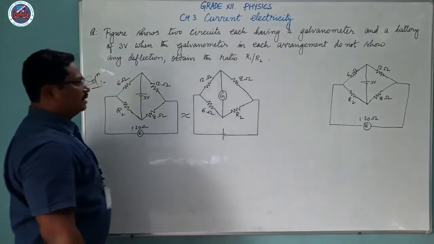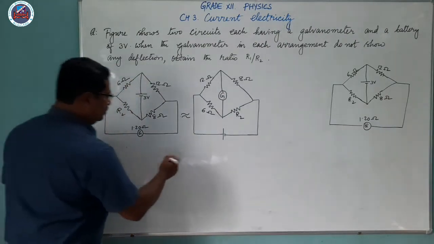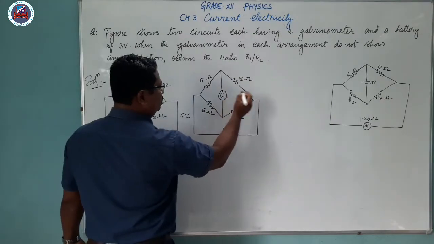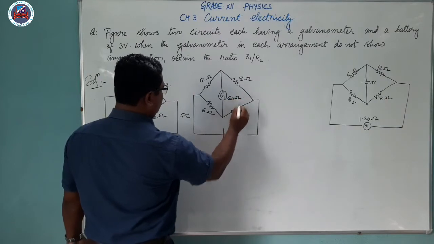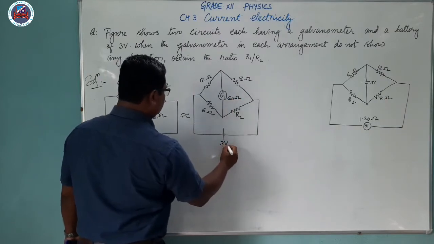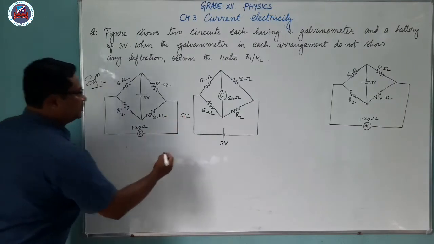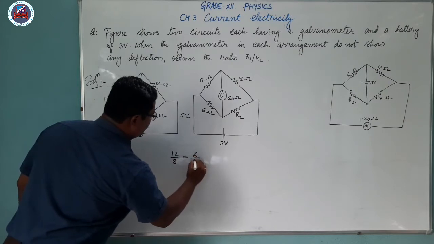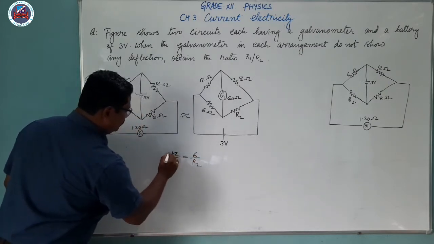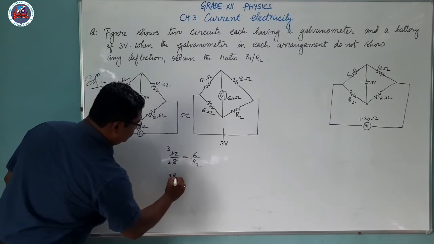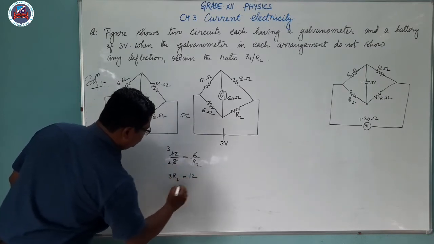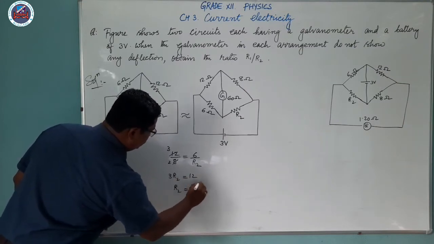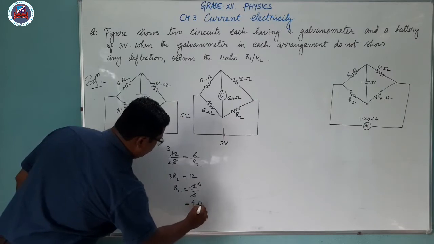After you draw the equivalent circuit, then you can use the balanced state of the Wheatstone bridge here also. In this case, the galvanometer will be exactly like before, 60 ohm, and the battery will be the same 3 volts. So when you do the balanced state, you write 12 by 8 is equal to 6 by R2. 4 2s are 8, 4 3s are 12. 3 R2 is equal to 6 2s are 12. R2 is equal to 12 divided by 3. 3 4s are 12, so it will be 4 ohm.